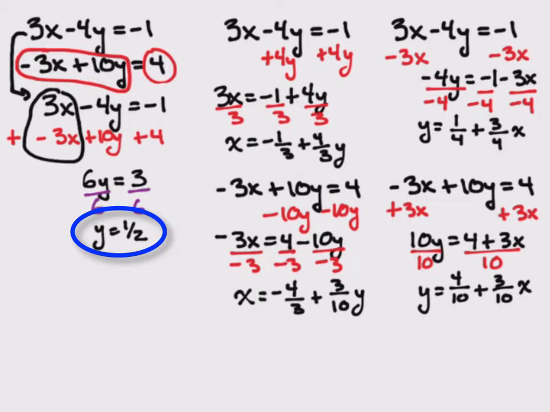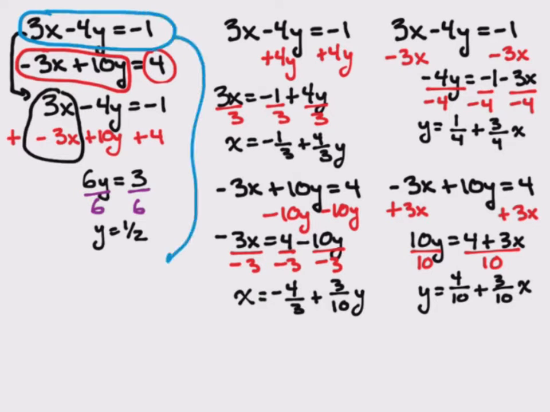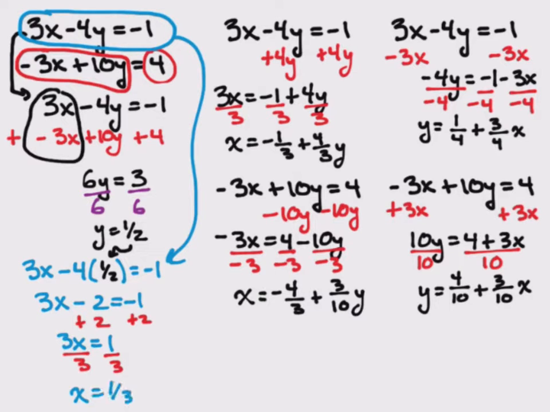And once we find the y-coordinate, all we gotta do is substitute that into either of our original equations and find the x-coordinate. So we find that the solution to our system of equations is the ordered pair 1/3, 1/2.